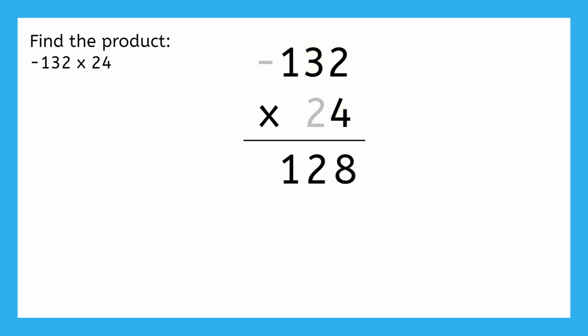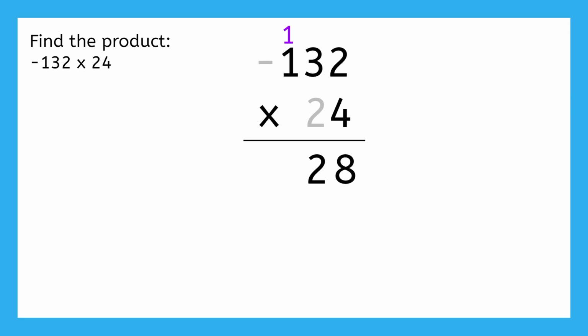Oh, wait, what do we do if we have a product here that's larger than 9? Right, we need to regroup. Sometimes this is called carrying the 1. We break that 12 apart, keep its ones digit here, and carry its tens digit up here to the next digit, the 1. We'll need to remember to add that extra 1 to our next product.